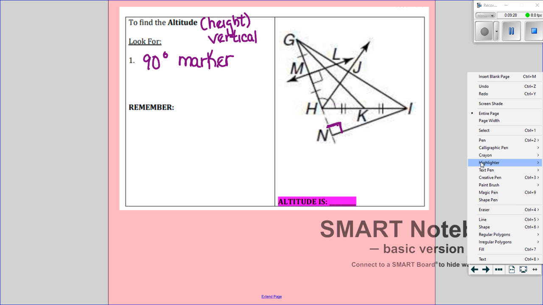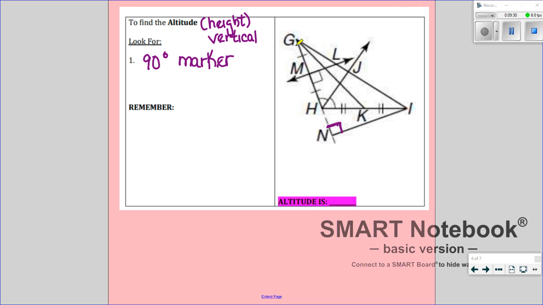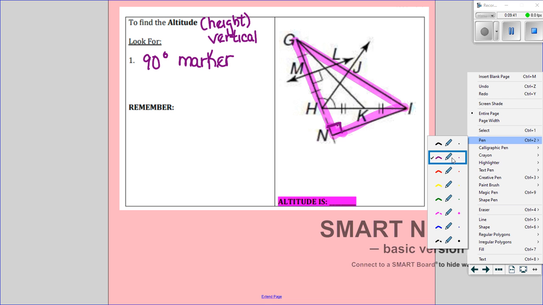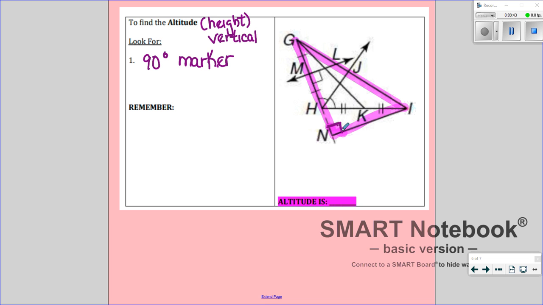Let me go back to that again. Could take this whole triangle because of the right angle. Now we can say that the altitude of that triangle will be this part that I'm highlighting. So that is segment NI, or IN, based on where you start.